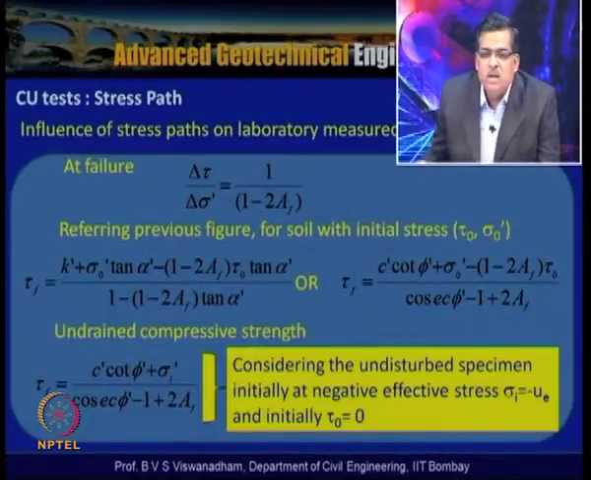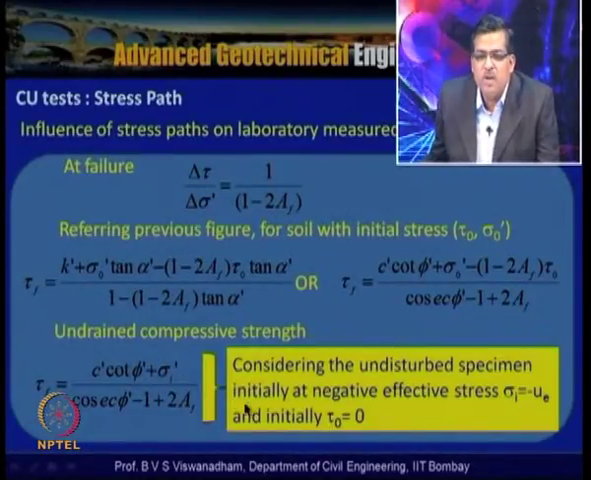Here, considering the undisturbed sample initially at negative effective stress, where sigma I is equal to minus ue and initially tau naught is equal to 0, this term will be eliminated, and what we have is that sigma naught dash is equal to sigma I dash.